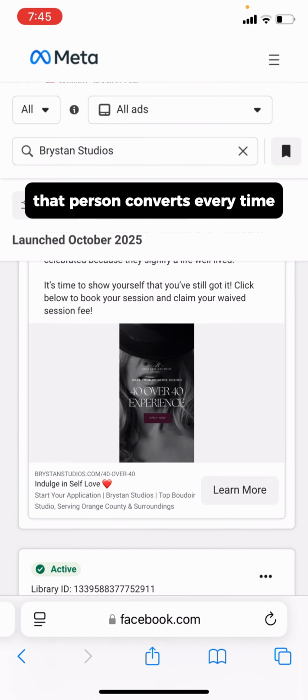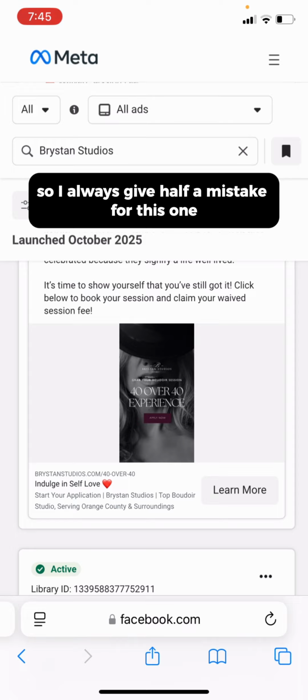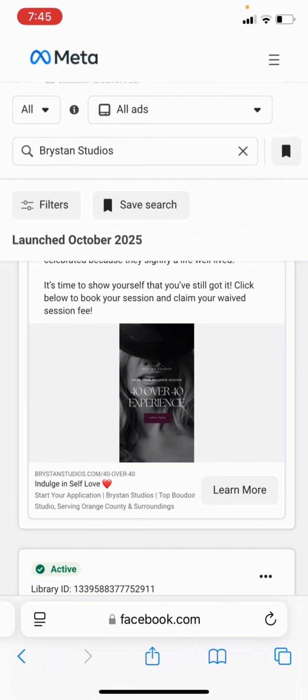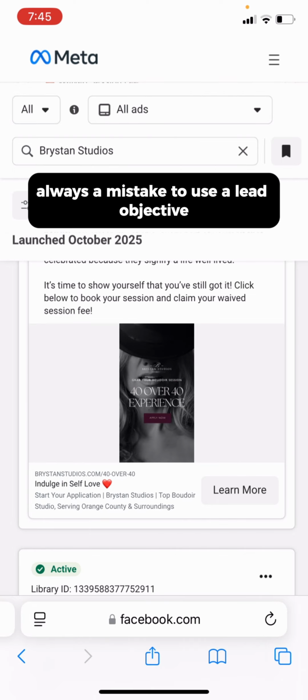So that's mistake 9. And now on to mistake 10. Mistake 10 is the last mistake, and it is choosing the correct objective. Now, I do not know which objective this ad is using, so I always give half a mistake for this one. But it is always, always, always a mistake to use a lead objective. Here's why.